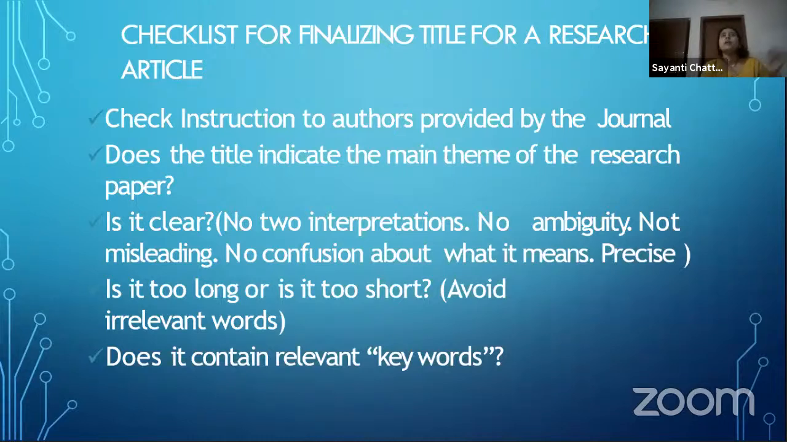If I write machine learning based PV cell, no one can understand what we want to tell. If we write fault diagnosis using machine learning for a PV cell, then it is more clear. So it should be clear, and it should contain the relevant keywords.